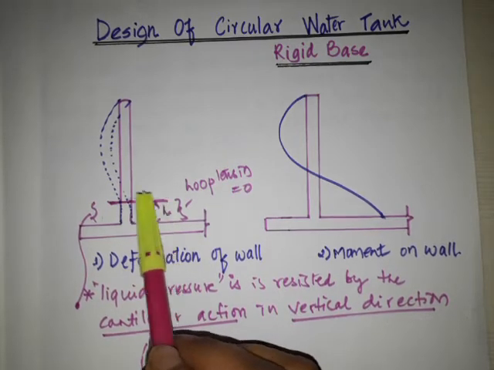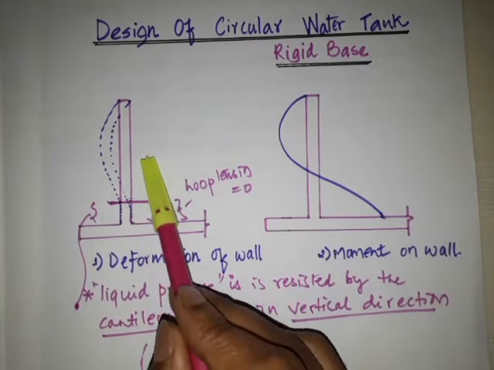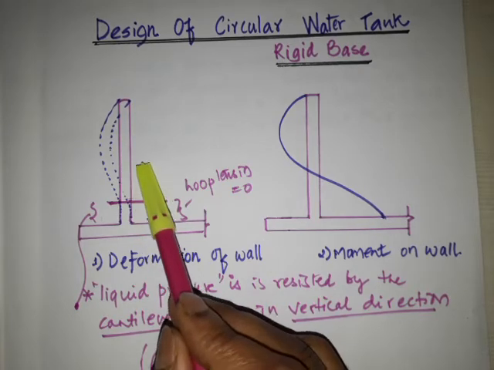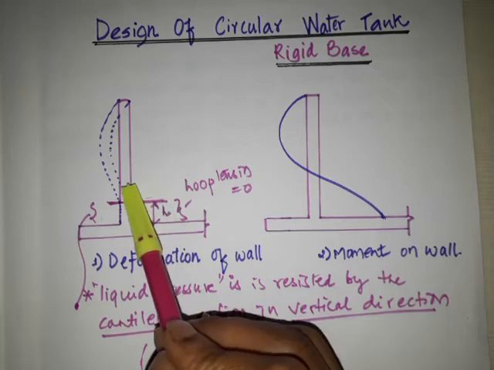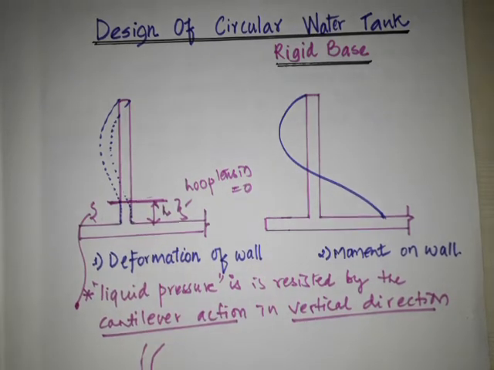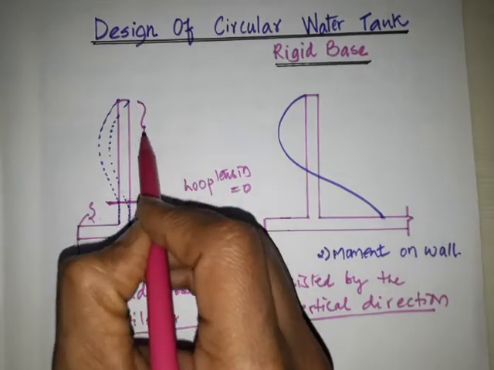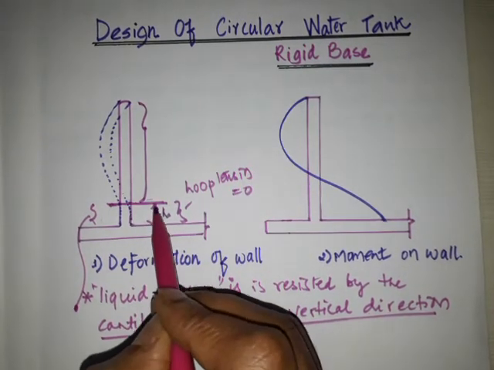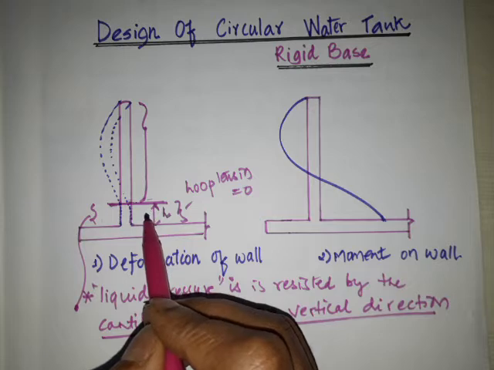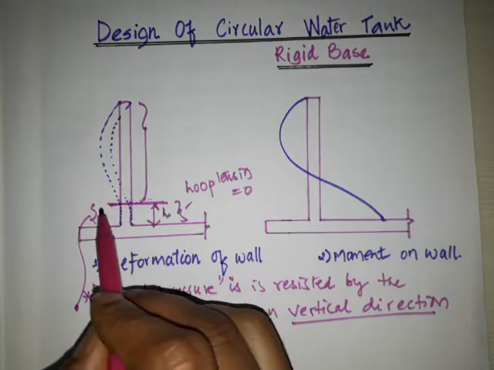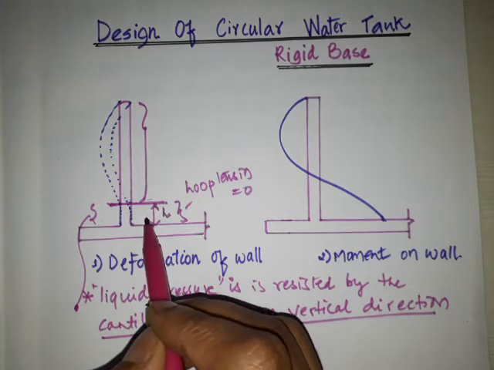At a certain height above the base slab, the hoop stress develops. The full hoop stress develops and the cantilever effect will be zero. Now this is very important. In this portion, at a certain height from the base slab, means this height, at a certain height from the base slab.